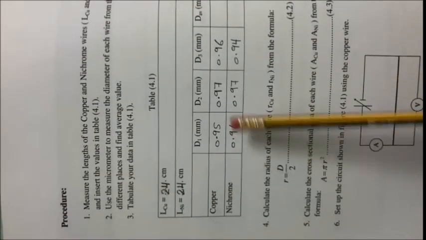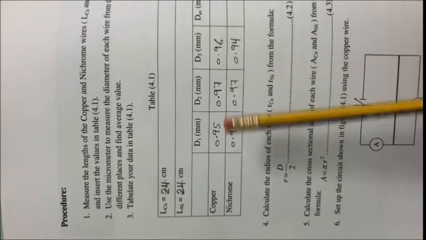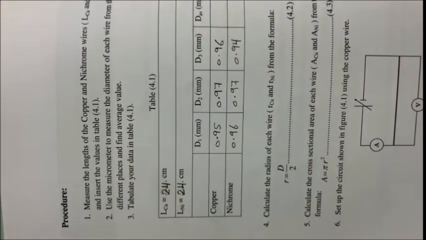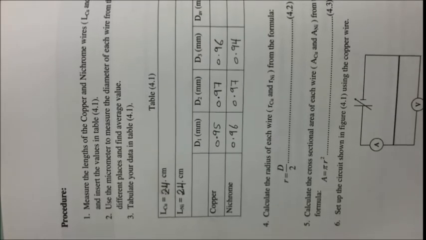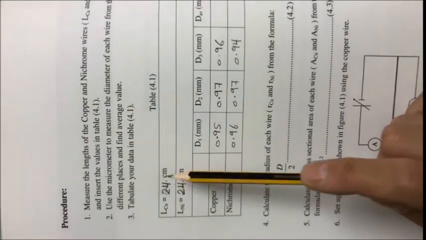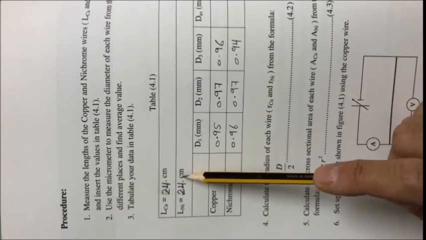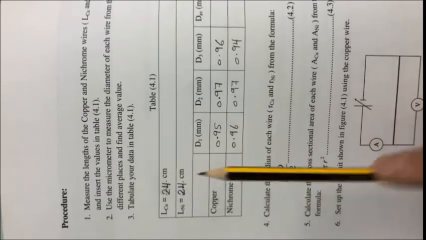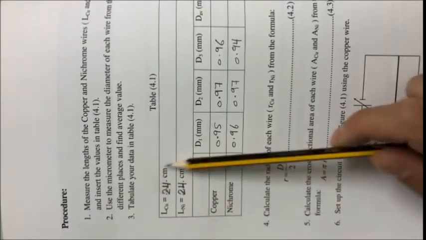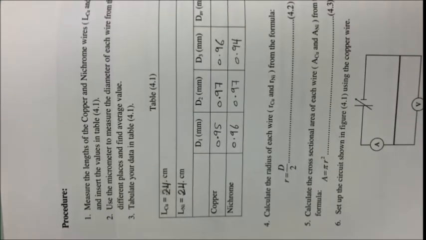Here I inserted the values for the three major diameters for copper and the three major diameters for nichrome, and I inserted here also the length of the copper wire and the length of the nichrome wire. Each is 24 centimeters. This is something I will show you later on when I do the experiment in the lab.